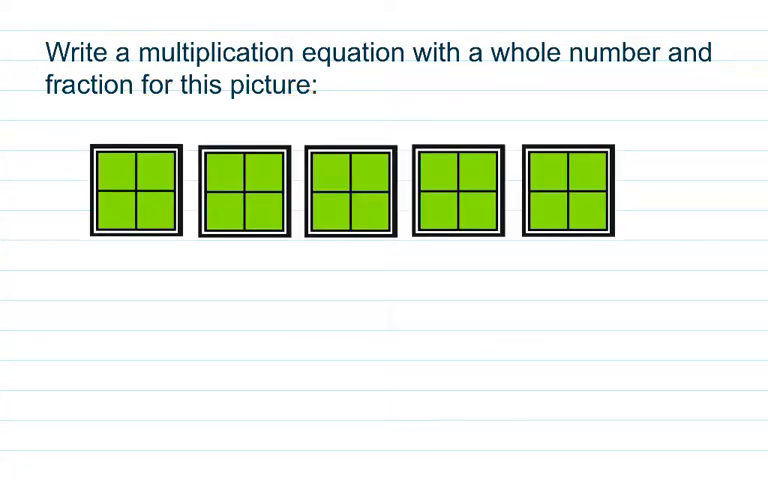Can you write a multiplication equation with a whole number and a fraction for this picture? Pause the video and come back and see if you did it correctly. I first am counting how many parts is each square divided into. It's divided into 4 parts. So each part is 1/4. How many of those do I have?